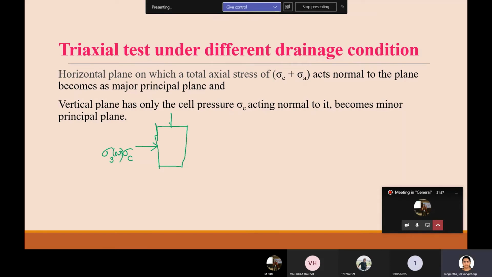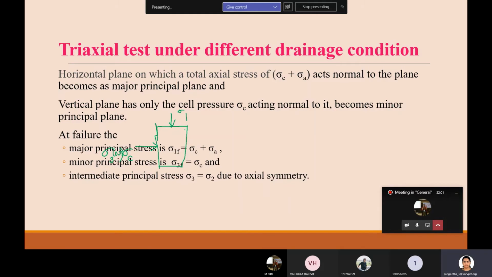Okay. Here sigma 1 is acting. So at failure, your pressure gauges will give you readings, right? So from the gauge you can get the values. So sigma 1, the final applied major principal stress you can take, is equal to sigma C plus sigma A, and the minor principal stress at failure, sigma 3 F, is equal to sigma C.